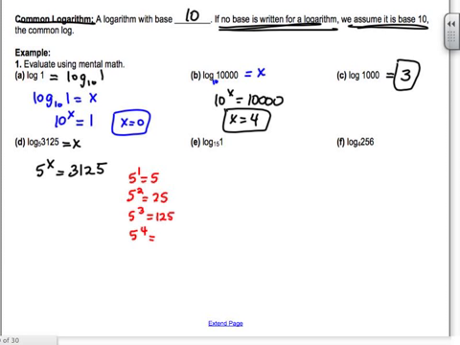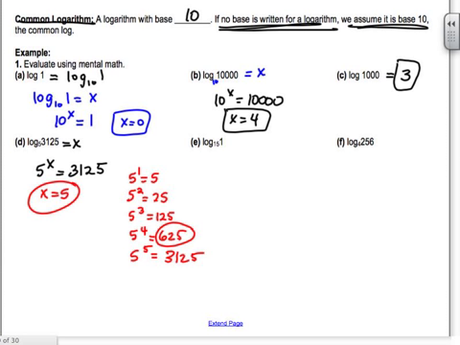5 to the fourth would be 5 of the 125s. So if I had 125 and I added it to itself 5 times, 625. Okay, 5 to the fifth would be 625 5 times. So it's like 600 5 times would be 3,000. 25 5 times would be 125. 3,000 plus 125 is 3125. All right, so it's 5 to the 5, so x equals 5.